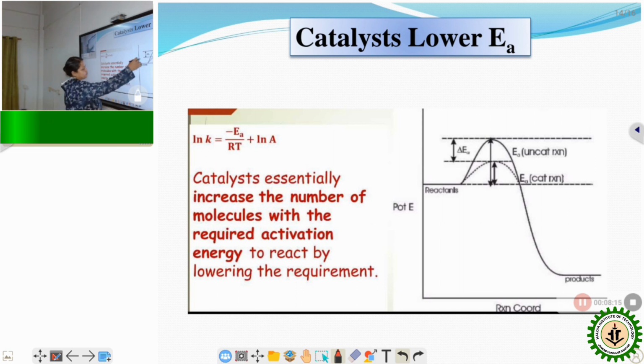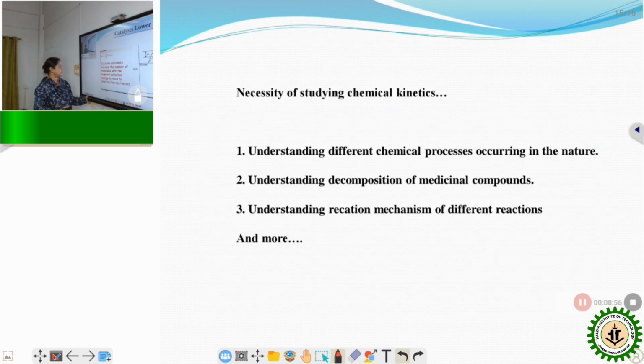Very simply, if we follow this potential energy diagram for a reaction, we can see here that this black solid line is indicating the uncatalyzed reaction, whereas the dotted line is indicating the catalyzed reaction, where there is a sharp decrease of the activation energy from the uncatalyzed reaction. Therefore, this is a separate branch where we can discuss in detail how a catalyst lowers the activation energy. However, this use of catalysts to lower the activation energy and increase the rate of the reaction is a very important part of engineering chemistry for industrial applications.